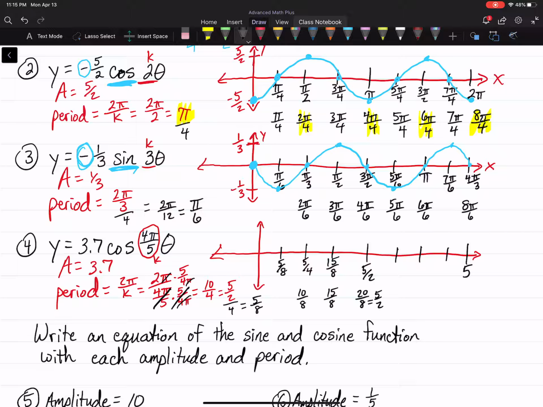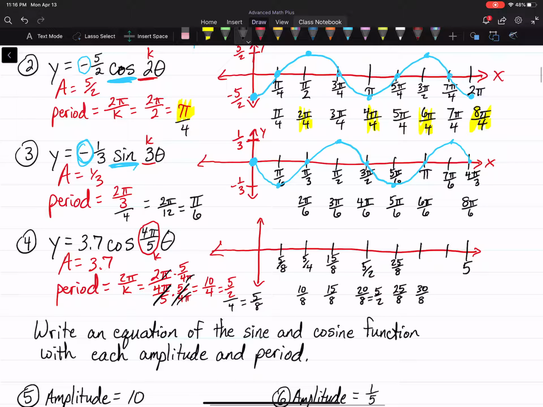All right, if we added 5 more 8s to that, that would be 25 over 8, which does not reduce. Then we have 30 over 8, which does reduce. Let's see here, 4 won't go into 30. 2 will go into 30 15 times, and 2 will go into 8 4 times, so 15/4. 35 over 8 does not reduce. And then finally, 40 over 8 equals 5. So again, that's how you get your intervals.